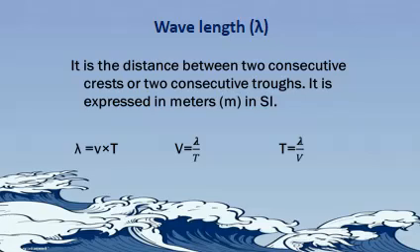The wavelength is the distance between two consecutive crests or two consecutive troughs. It is expressed in meters as a unit. So this is the symbol of wavelength, lambda, equals v, velocity, times the period T. Also, velocity equals lambda over T, and T equals lambda over v.